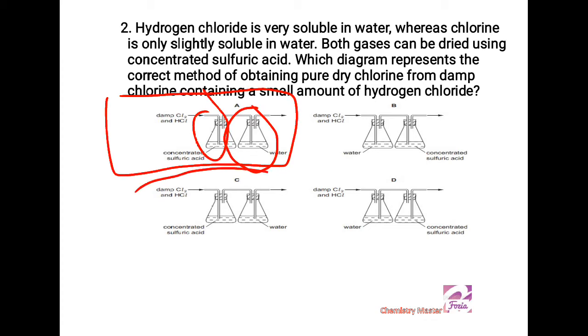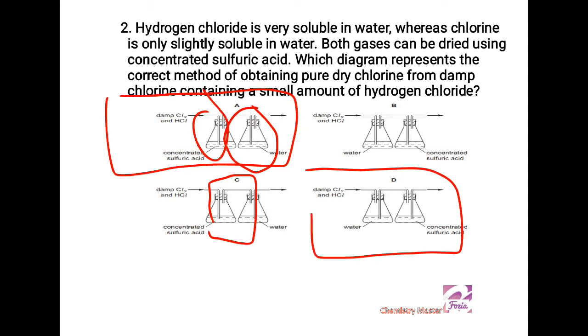Then we see option C. Again the mixture is passed through sulfuric acid to dry it. Then when the delivery tube is seen, here the upper delivery tube is passed into the upper section. So it is not a good handling. When we see option D, again the delivery tube should be immersed in the mixture to pass it through water.